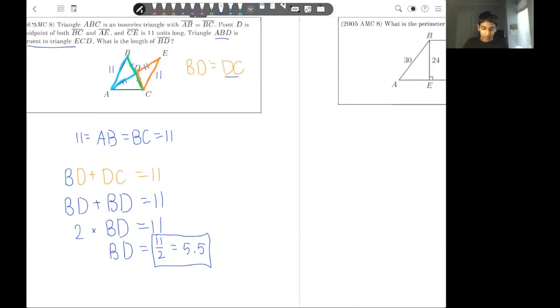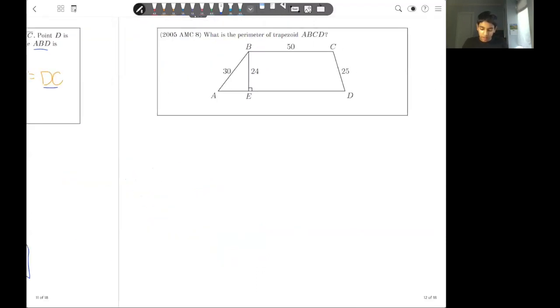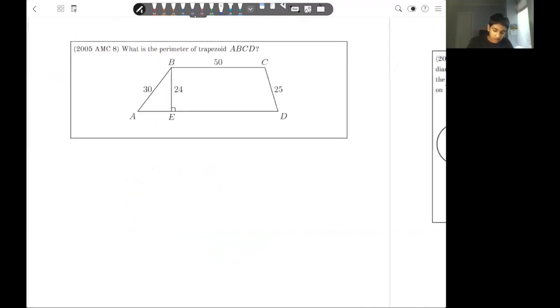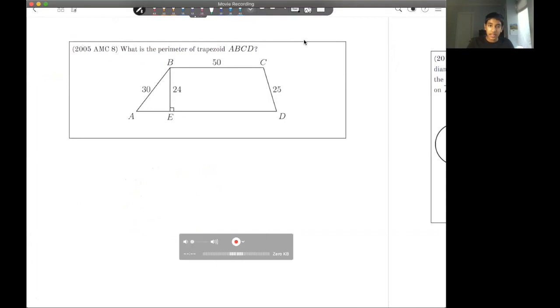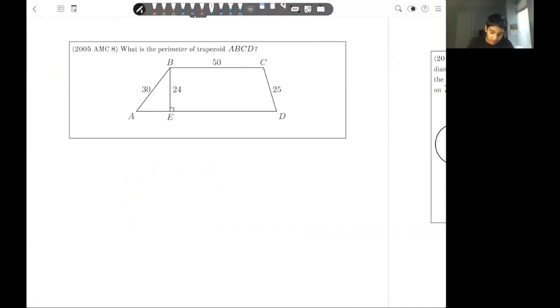Okay, let's move on to this perimeter of a trapezoid problem. So what is the perimeter of trapezoid ABCD? Okay. So what do you think the first step is? We know B is 24, we know AB is 30. The only thing we don't know is AD. We know everything else besides AD. So somehow we have to find AD.